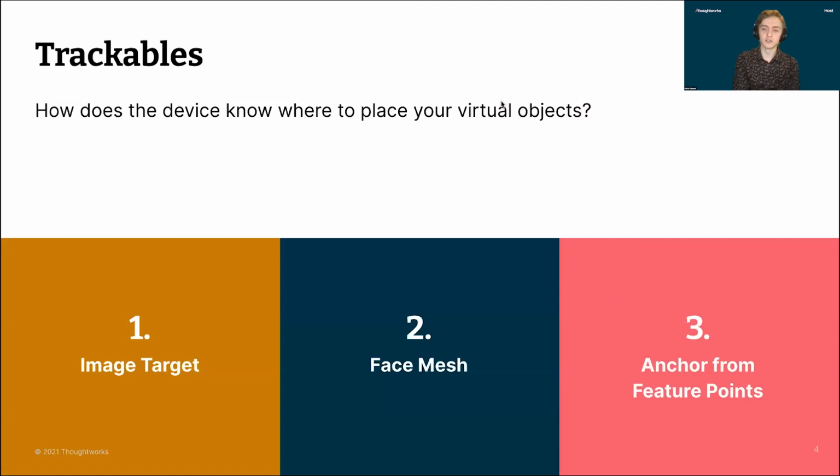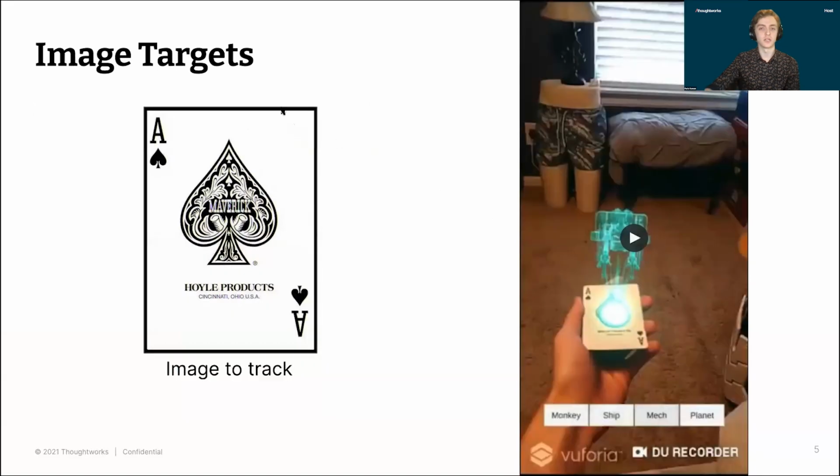So how do we actually position these objects? This is the base problem here, and we use some computer vision techniques to place these objects. One of the trackable objects that we use is an image target. They'll also use face meshes, and they'll make anchors from the feature points that the device has collected. So I'm going to talk about all 3 of these and give examples of what they might look like. To start it off, we have image targets.